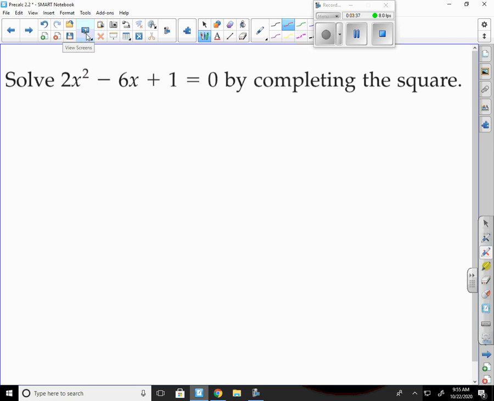All right, back to the actual notes. First thing I have to do is I have to get this 1 over to the other side. I want to get rid of that constant. So I have 2x squared minus 6x equals negative 1.